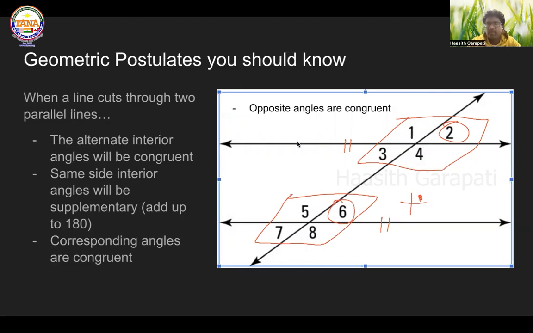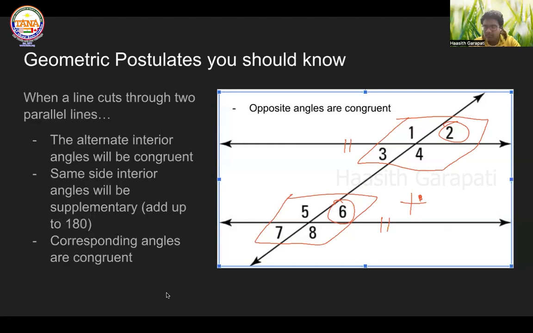Someone put in the chat that they might use different marks instead of lines to represent parallel lines. Yeah, that's actually true. I believe it is pretty common as well to use arrow marks like this, so keep that in mind as well. But yeah, thanks for bringing that up.